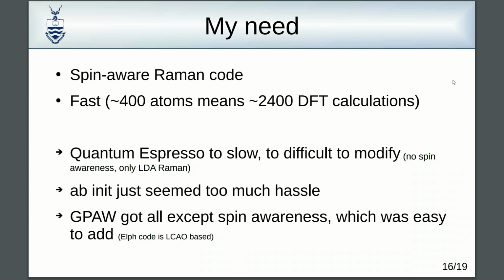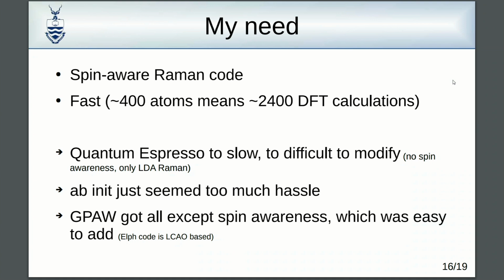My go-to used to be Quantum Espresso, but A, it's slow for this, and B, it's difficult to modify. It only had LDA Raman, yada, yada, yada. The input files are just too horrible. So I went to GPAW, and it had some rudimentary electron-phonon code in LCAO, which is very fast. It was very easy then to add the spin awareness to that myself. It took me a day, right?